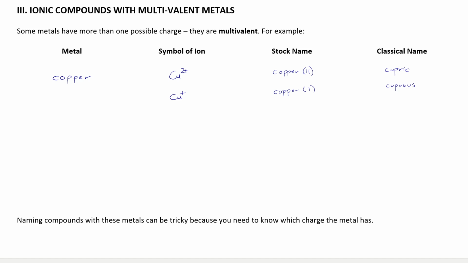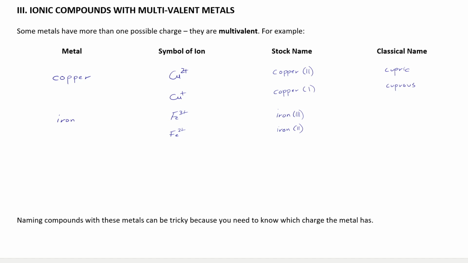So another metal that we're going to take a look at is iron. Iron has 2 possible charges. Again, the more common one is iron 3, and there's also iron 2. Stock name is very easy to write. We would just write iron 3, and we have to indicate the charge in brackets because it's multivalent, which means that it has multiple possible charges.